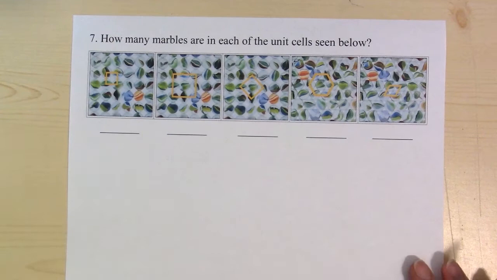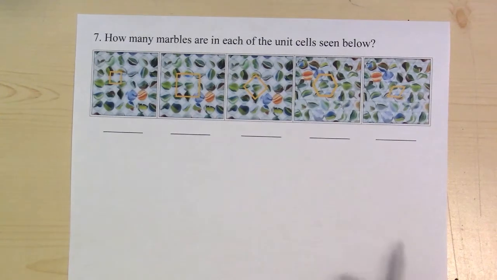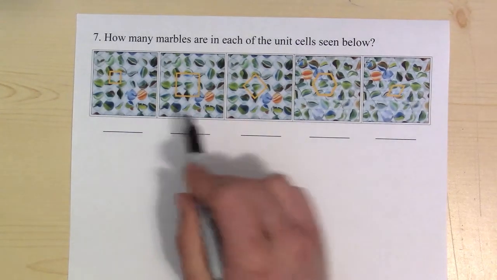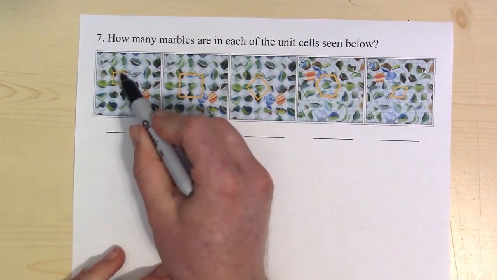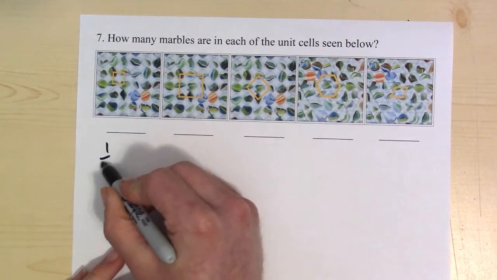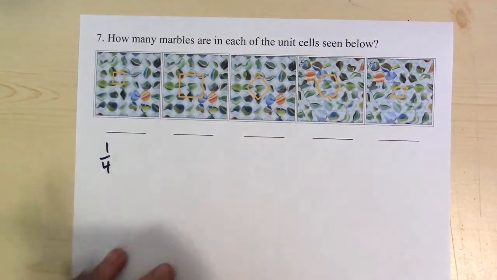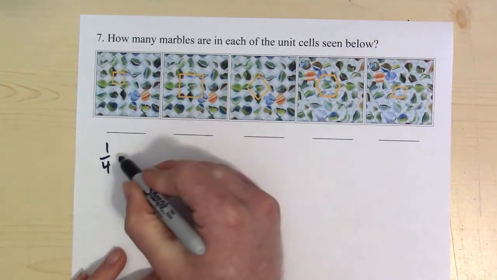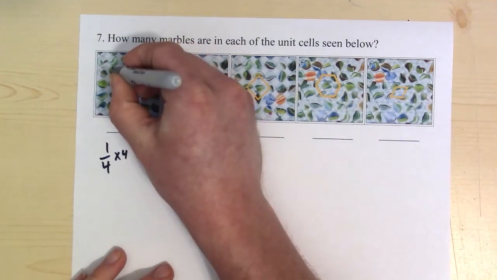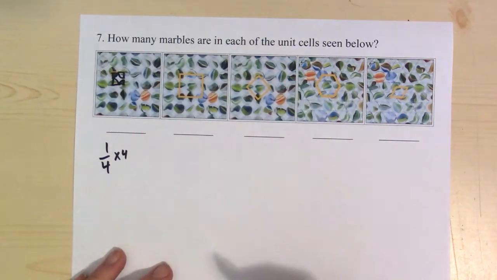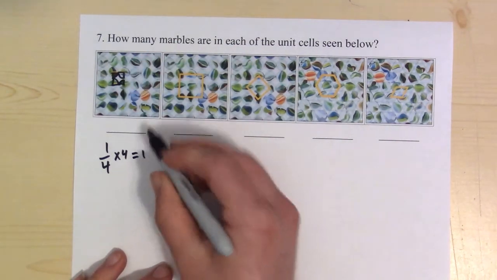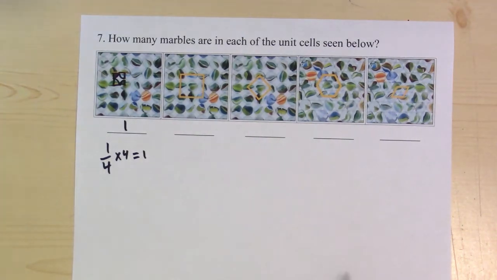Moving to number 7, it asks how many marbles are in each of the unit cells seen below. So we have 5 groups of marbles here with various shaped unit cells surrounding the marbles. If we look at each of these, here we have quarter marbles within the cell. So there's 4 quarter marbles, one for each of the 4 marbles that are partially within the unit cell. So there's 4 quarters there, so that is equal to 1. There's 1 marble in that first unit cell.